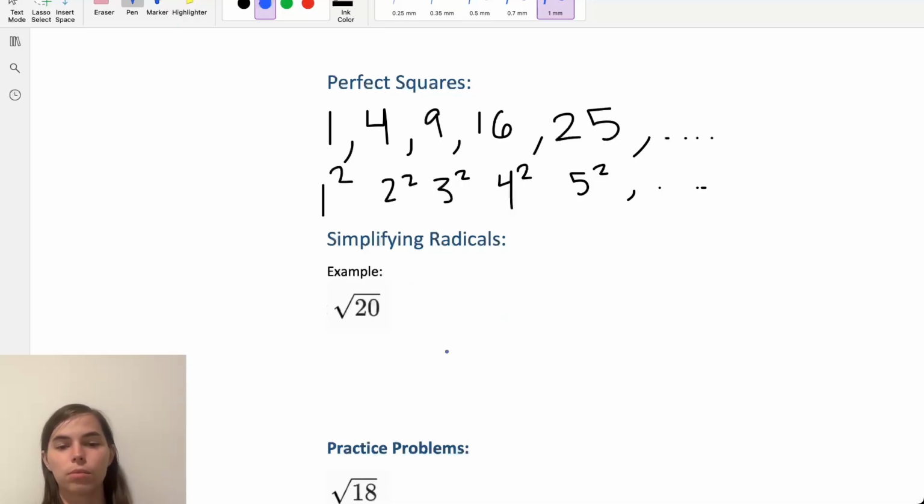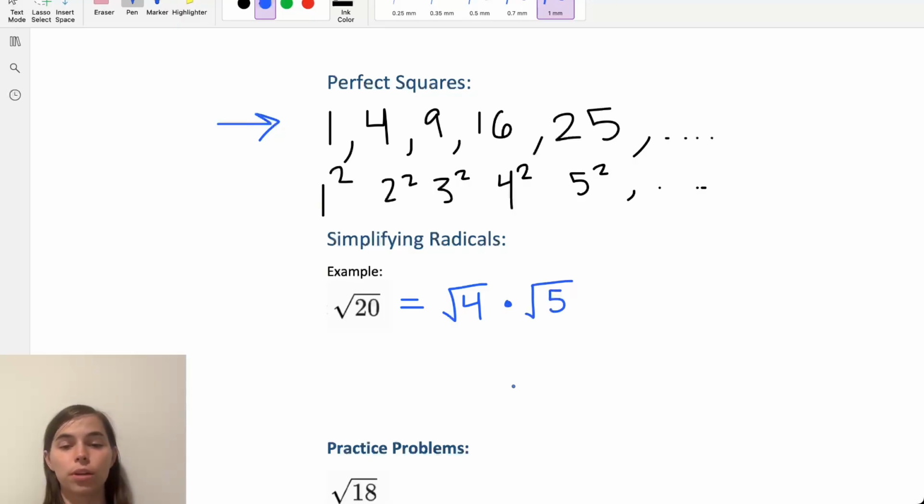Here's an example. We've got the square root of 20. We can break it down into a perfect square and whatever other number we multiply by that perfect square to get 20. So we can start looking through our list of perfect squares, and we want to find the biggest perfect square that goes into 20. So yes, 1 goes into 20, 4 goes into 20, and that's going to actually be the biggest perfect square that goes into 20. The square root of 20, we can rewrite this as the square root of 4 times, well, what number do we multiply by 4 in order to get 20?